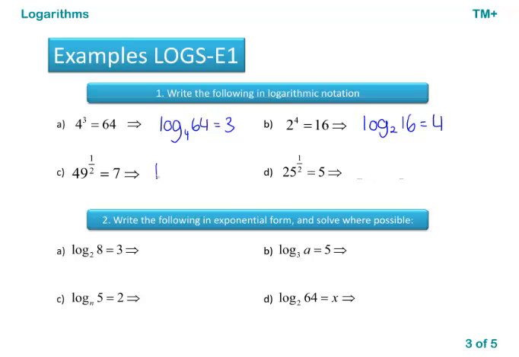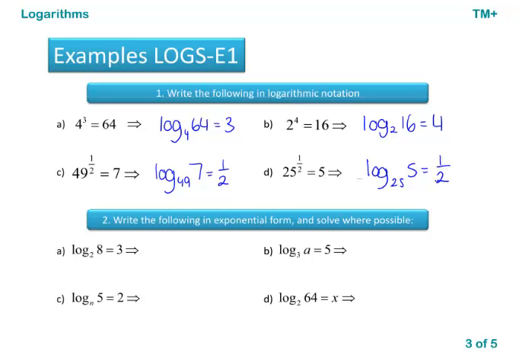Next one. Again the bases stay the same, so log base 49, 7 goes in, the answer's a half. Here, log, base is the same, answer goes here, and now equals a half.